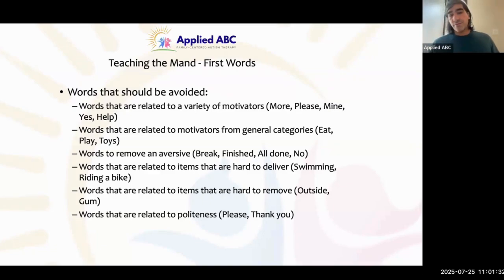Words that remove an aversive: break, finished, all done. No, really important to learn, but that's associated with negative reinforcement. For the first words, we want it to be positive reinforcement. Pretzel, bread, you know, car. Words that are related to items that are hard to deliver. They may love swimming, but if we're sitting in the classroom and they ask for swimming, I'm glad you want to do that, buddy. That's probably not available at all. If it is available, it's only available at a specific time of the day. And the big thing is, when we're teaching our first mands, when they ask for it, they get it.